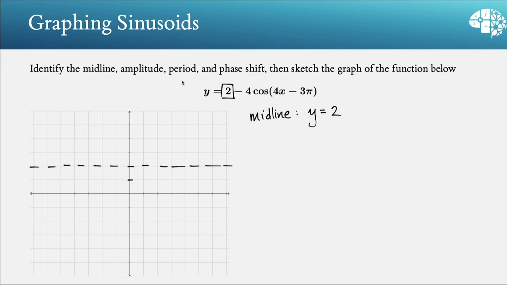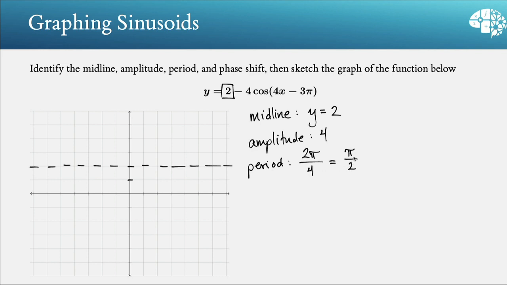My amplitude. Amplitude is the absolute value of the number in front of the cosine. So that's going to be 4. My period is 2 pi divided by the number in front of x. So that's 4 times x, so 2 pi divided by 4. And that is pi divided by 2 if I reduce that. All right, my period here is pi over 2.